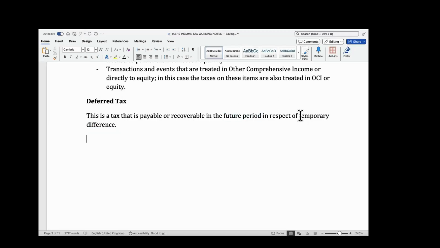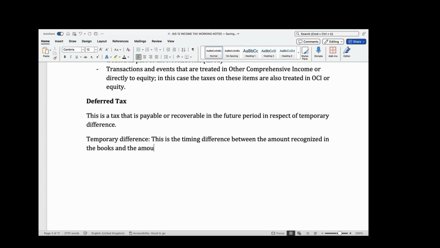The best place to start is temporary difference, because it's going to explain why we are bothering about the future today. So temporary difference is the timing difference between the amount recognized in the books and the amount captured by the tax authority. Let me break that down. So this is the timing difference between the amount recognized in the books and the amount captured by the tax authority.